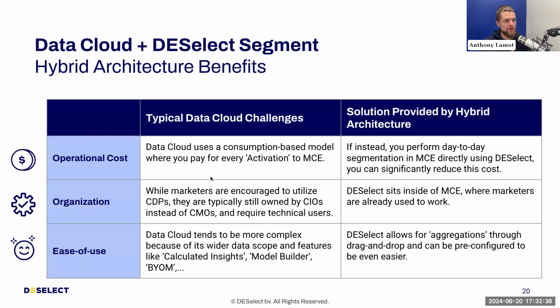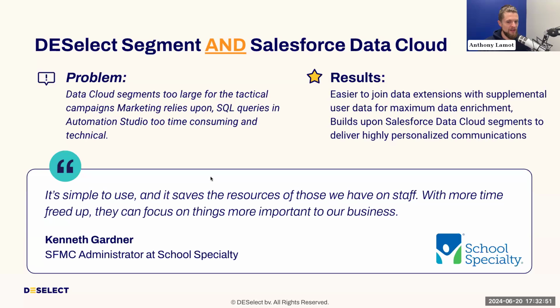So in sum, Data Cloud plus DESelect segment work great together. There's a hybrid architecture that allows you to dip into the best of both worlds. And I hope you have a good idea now of how that could work for you. This is not theoretical, by the way. We have actual customers that do this, right? So here's an example of School Specialty. You can also find the success story on our website.